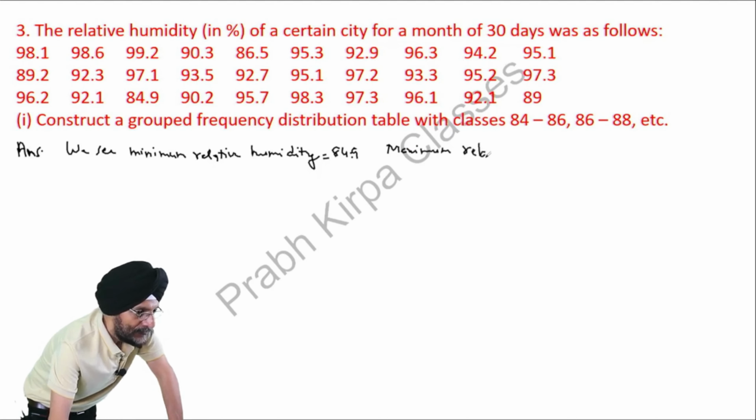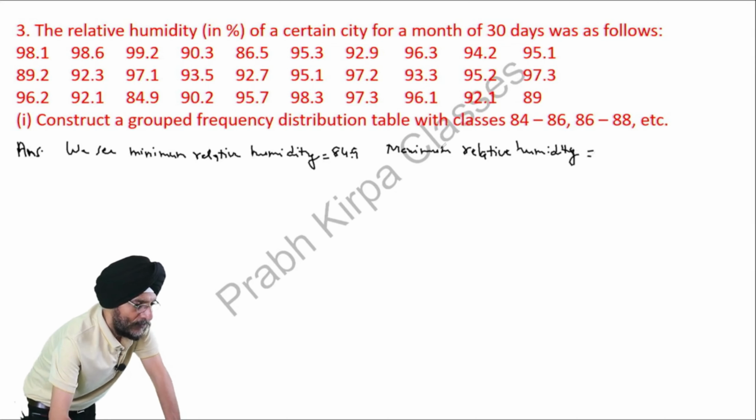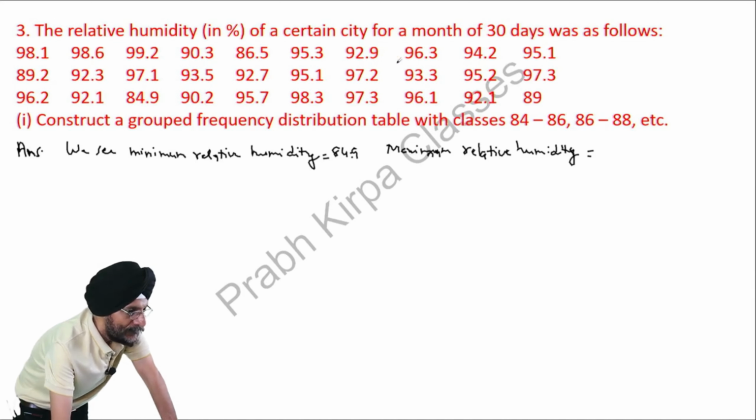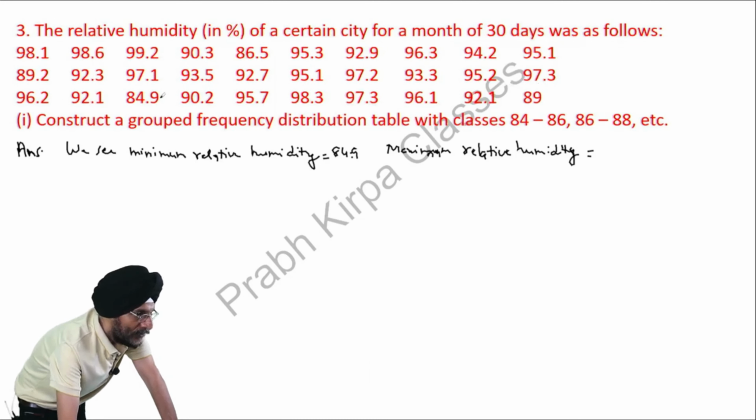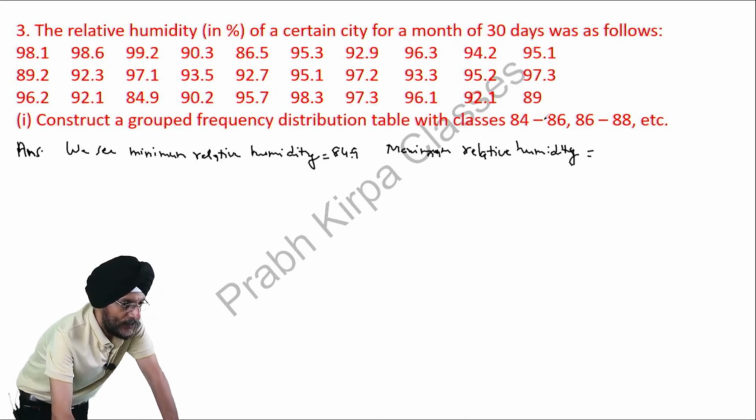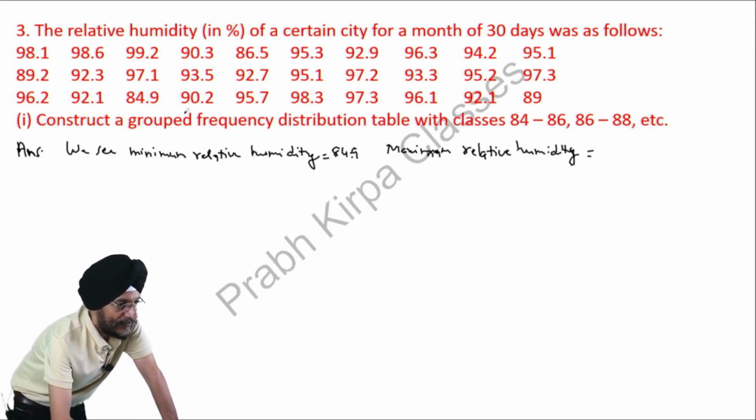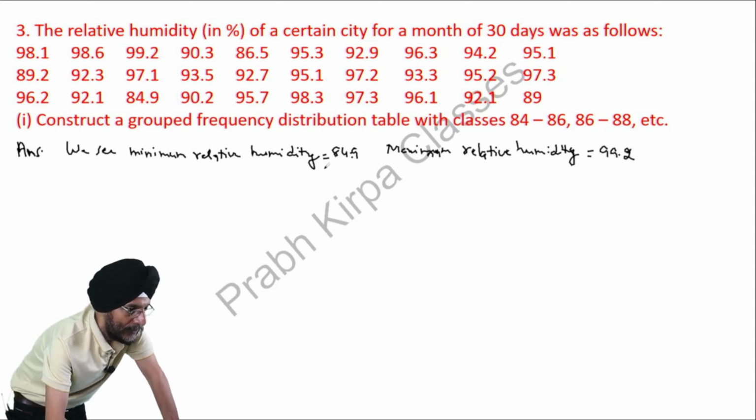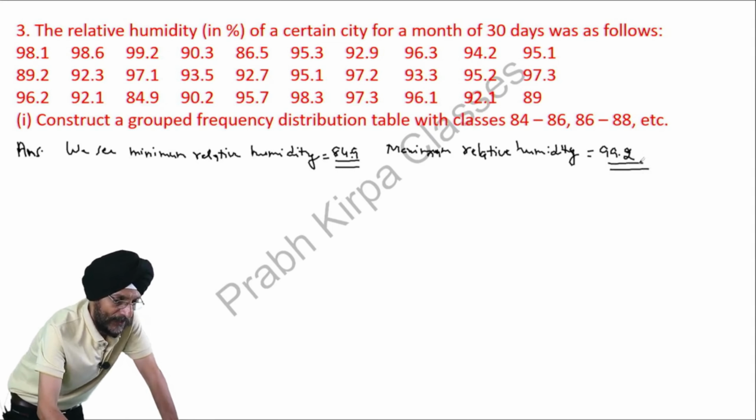Maximum relative humidity. Now, what is the maximum? We will find out: 98.6, 99.2. Anything more than 99.2? No. So the maximum relative humidity in the given table is 99.2. So we have so far calculated the minimum relative humidity and maximum relative humidity.